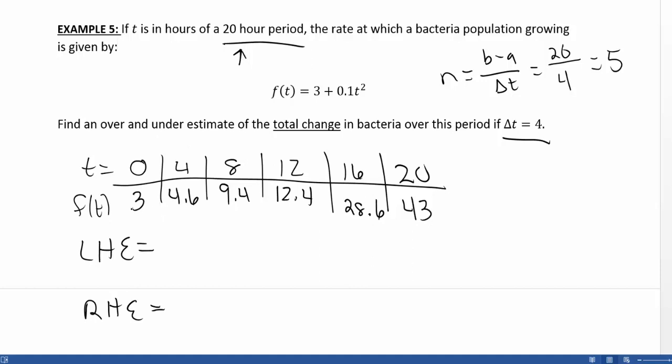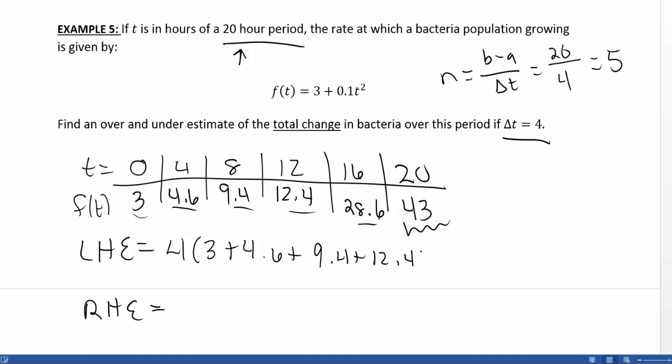So the left-hand estimate, remember we're going to use every single rate except for the rightmost. So we're not going to use 43. I'm going to do a little algebra trick here. Since I know that every single rate will be multiplied by 4, because these are 4 units each, I'm going to pull the 4 out front. So 4 times 3 plus 4.6 plus 9.4 plus 12.4 plus 28.6. If you're more comfortable multiplying each one by 4 individually, that's fine. It means the same thing. So when you crunch this number, you get 232 bacteria.